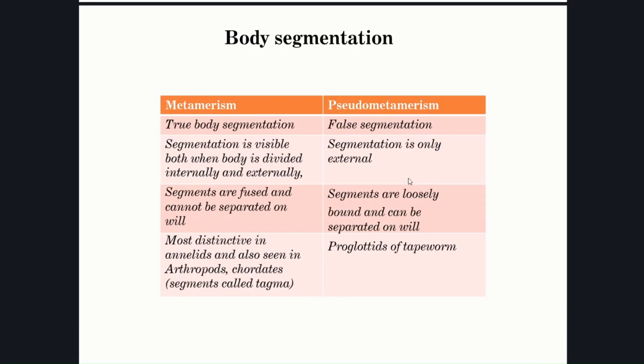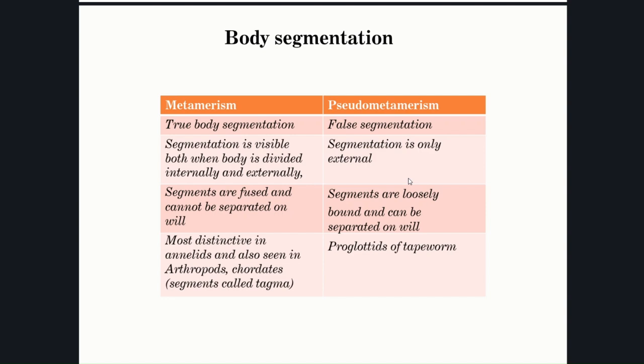Last point of this discussion is body segmentation. We can divide the body into segments. Sometimes these segments have their own identity, in the sense that structures are often repeated, but these structures are repeated very distinctly. And by identity, I mean that they are both internally as well as externally divided.